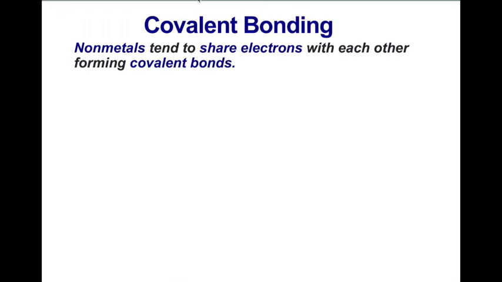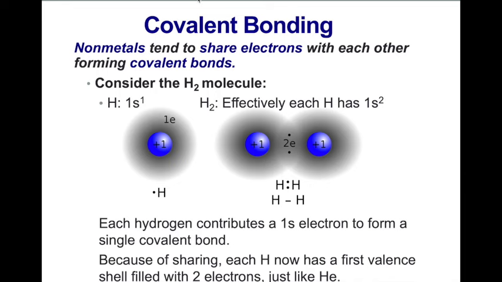So this is something that happens with nonmetals because they tend to share electrons with each other, and that is really the definition of covalent bonds when we have electron sharing. So considering the simplest molecule out there, hydrogen, H2. So over here on the left, if we look at a hydrogen atom, it has one electron, one proton.